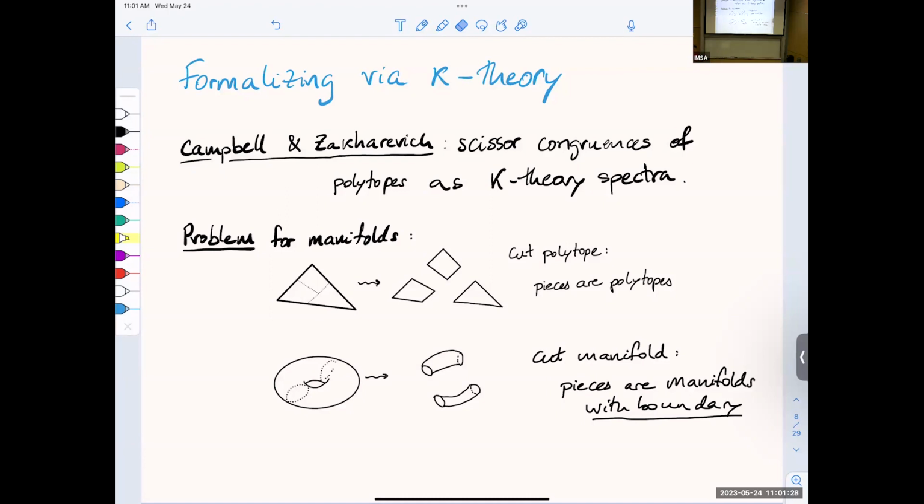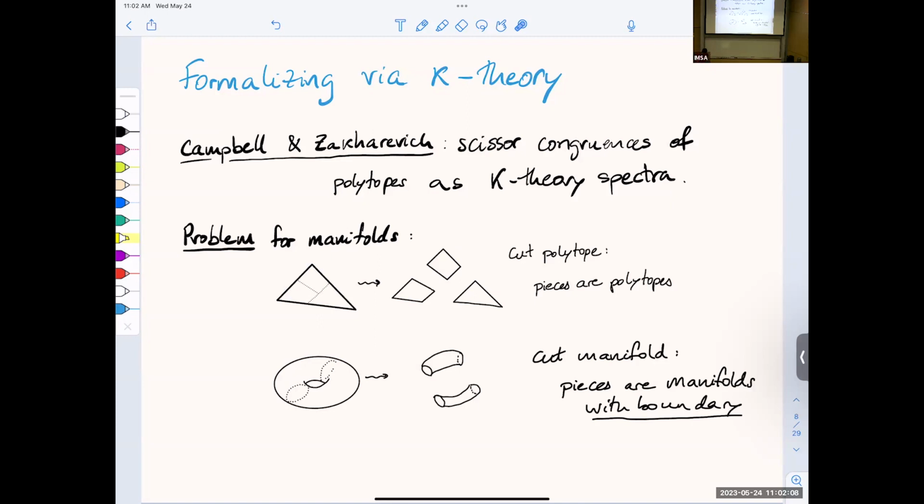So the one essential problem that we found almost immediately was that if you have a polygon or just a polytope and you cut it into different pieces, the pieces you get when you cut are still objects of the same nature as the original thing you started with. So you start with a polytope and you cut it into pieces, and you get little polytopes. The result is something of the same nature as the big thing.